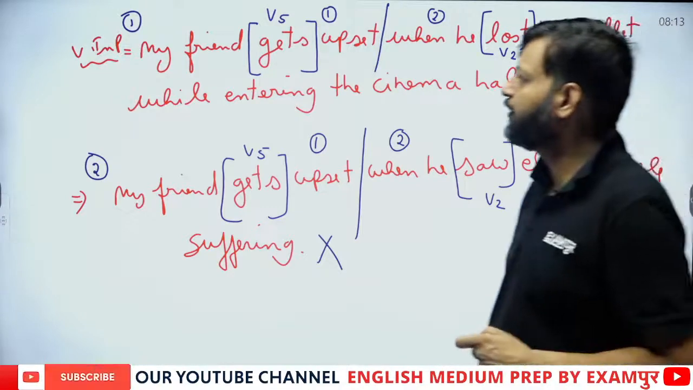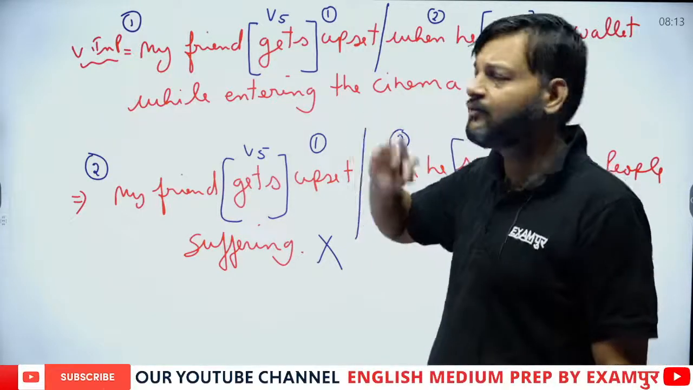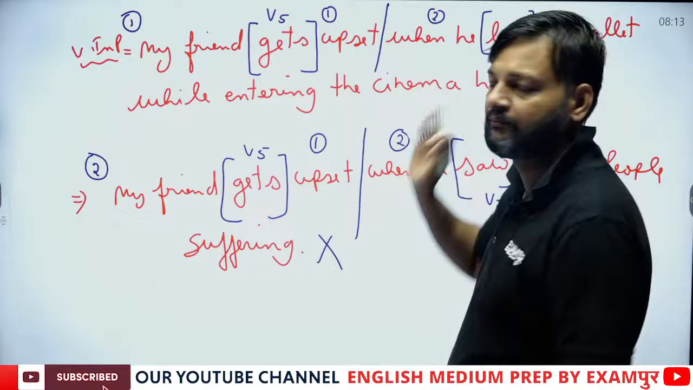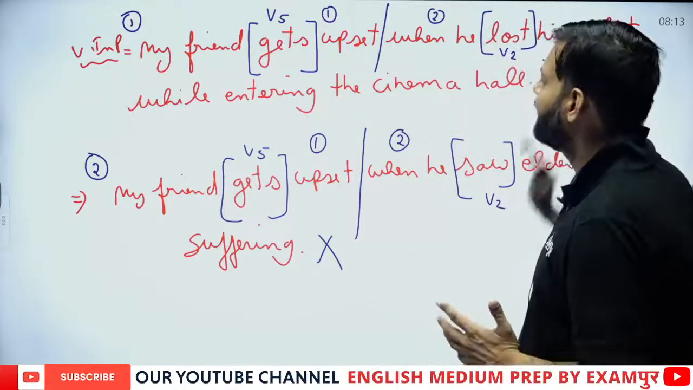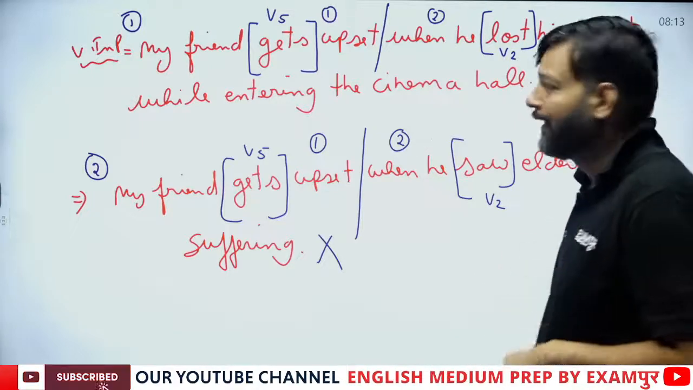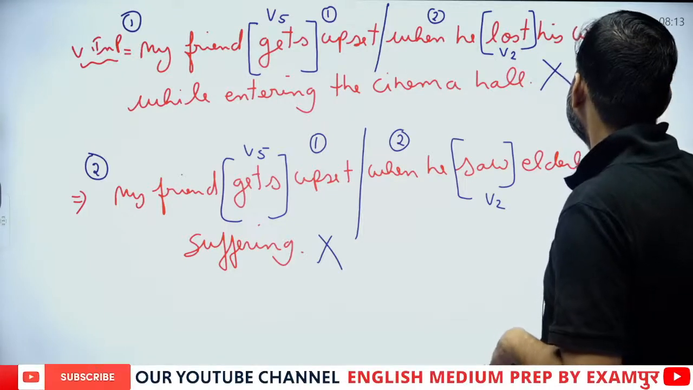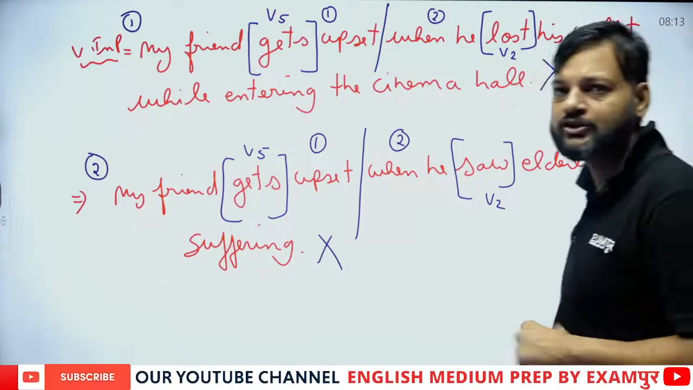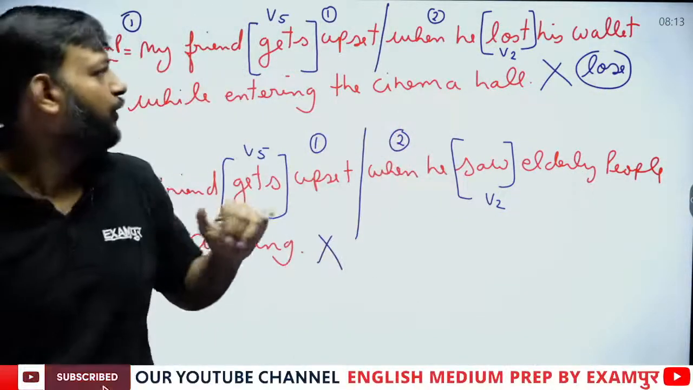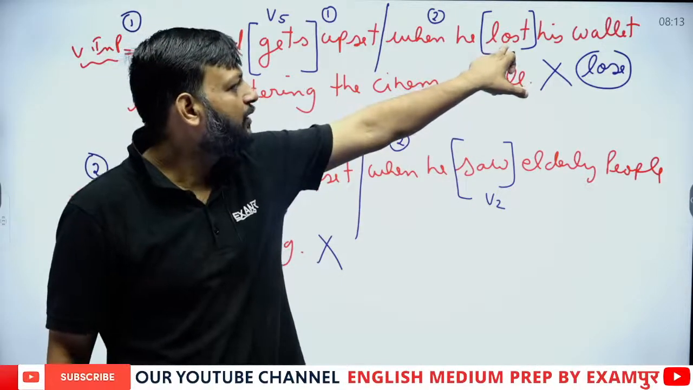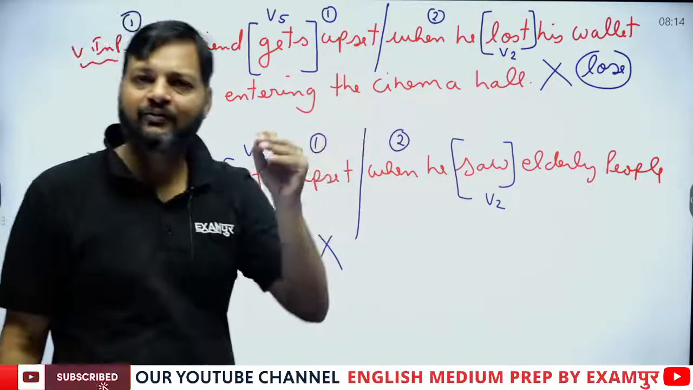See, in the first sentence, the sentence reads, my friend gets upset when he lost his wallet while entering the cinema hall. Now, if we change this verb lost into first form, that is lose, the whole sentence will become present indefinite.